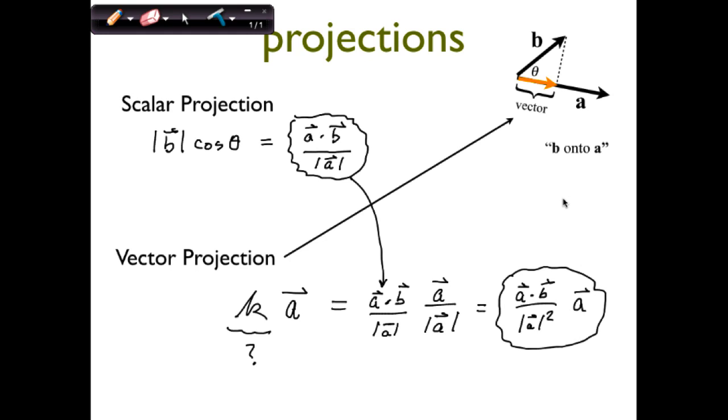And so then to remember B onto A versus A onto B, I think onto A is in the denominator. Right? So this whole stuff is on A, on top of A, right? So if it was A onto B, then you know that your magnitude of B would be in the denominator. Right? Everything would be flipped.